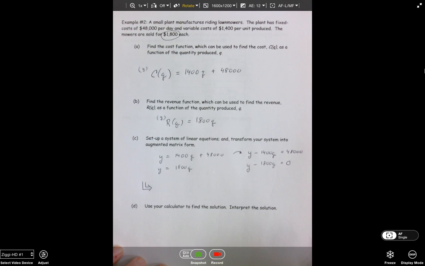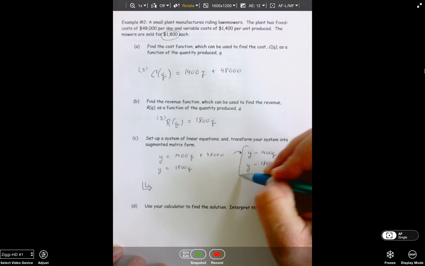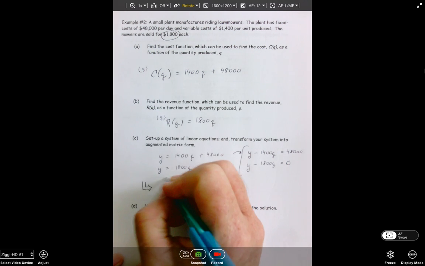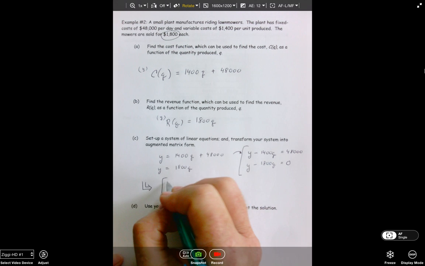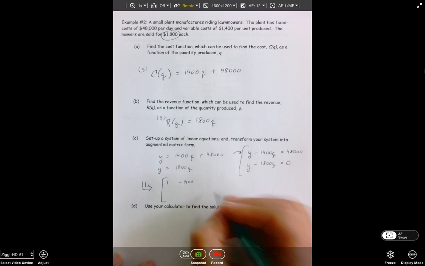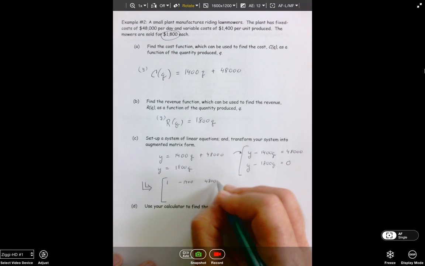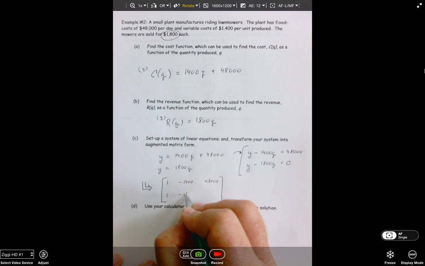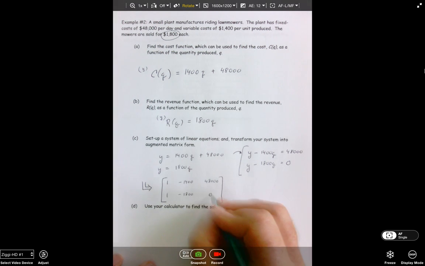equals 0. So again, I'm trying to learn from the past and see that I usually have x minus y equals a number, x plus y equals a number. So I want to get everything with my variables on one side and everything with my numbers on the other. What this allows me to do is set up the augmented matrix 1, negative 1400, 48,000, and 1, negative 1800, 0.